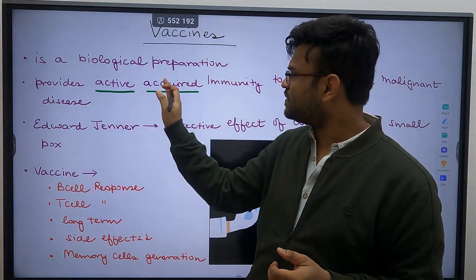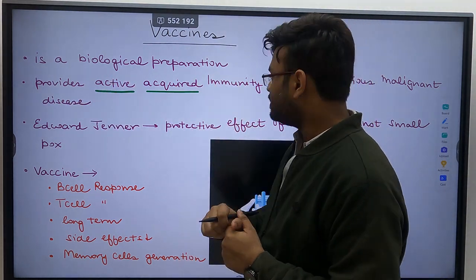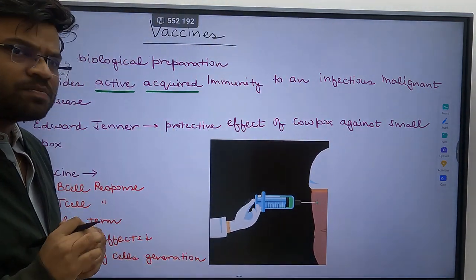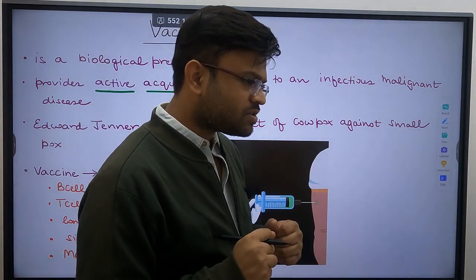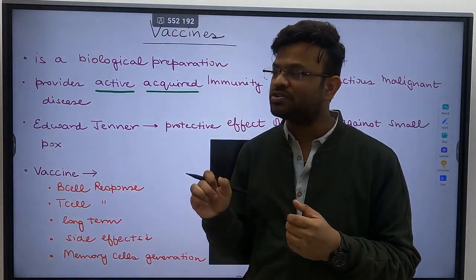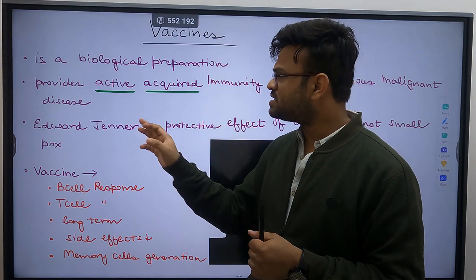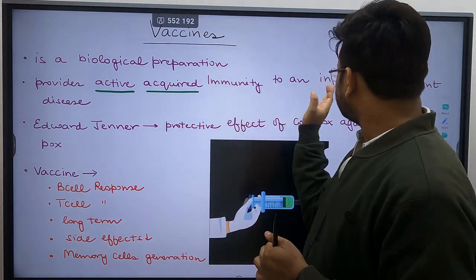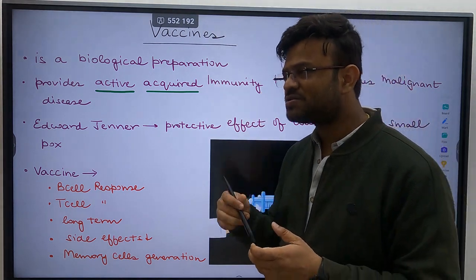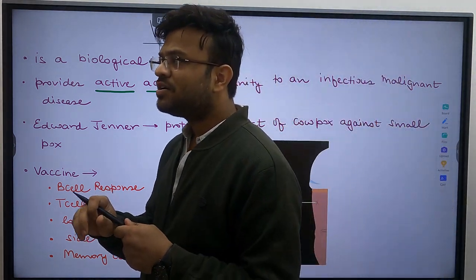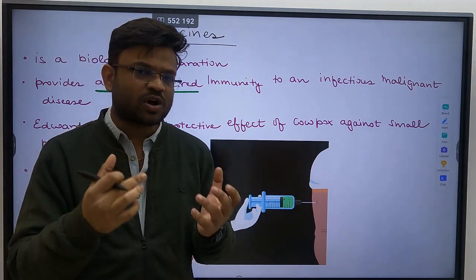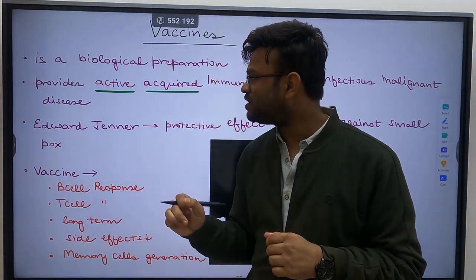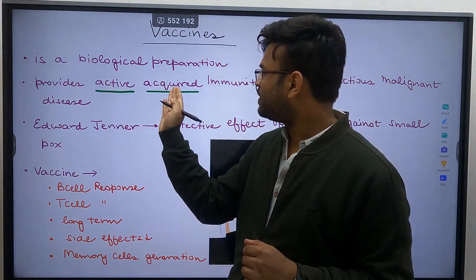It provides active acquired immunity to an infectious malignant disease. Now what is the purpose? As I've already said, the purpose of this biological preparation or vaccine is to provide active acquired immunity to an infectious malignant disease. Infectious malignant disease means a disease that can cause an infection, that can cause problems inside your system. And this particular vaccine, what will it do? It will provide active acquired immunity.